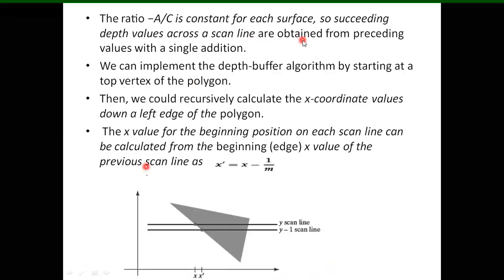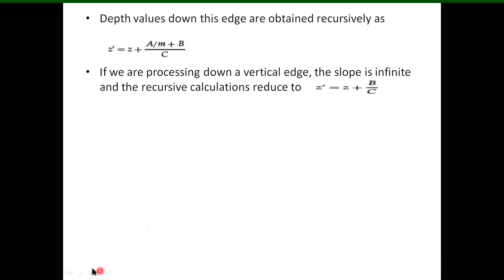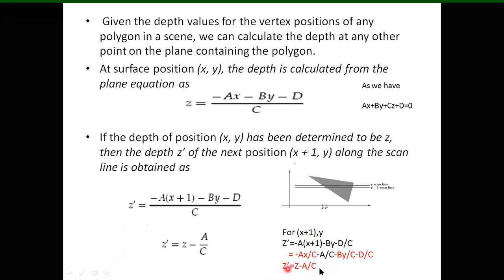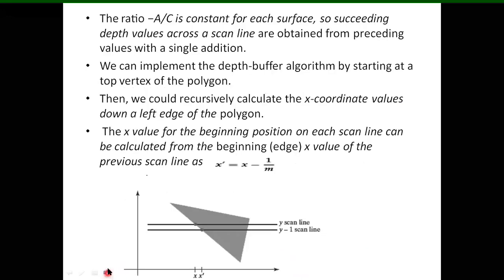So succeeding depth values across a scan line are obtained from preceding values with a single addition. That's it. So it's nothing but z minus a by c to the previous z. If I do minus a by c, I will get the next z value.